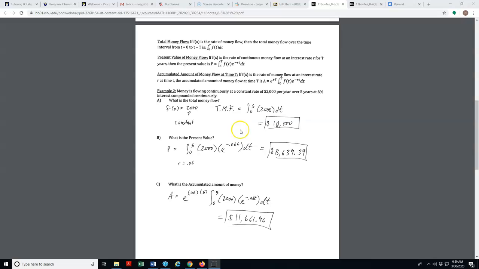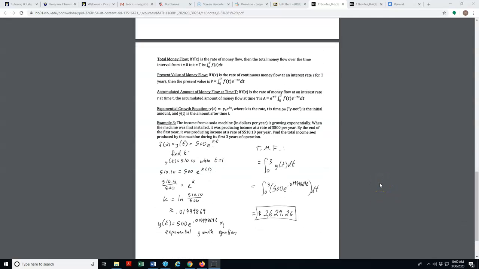So my total money flow is going to be that function 2,000, and I'm integrating from 0 to 5. And again, for all of these, I'm just using my calculator to do the actual computation. The present value, again, my rate of interest is 6%, so r is 0.06. I plug that in with my function, and I used my calculator. And again, accumulated amount of money, I've got that extra bit out front. But once I have that equation, I just throw that in my calculator, and I got about $11,662.